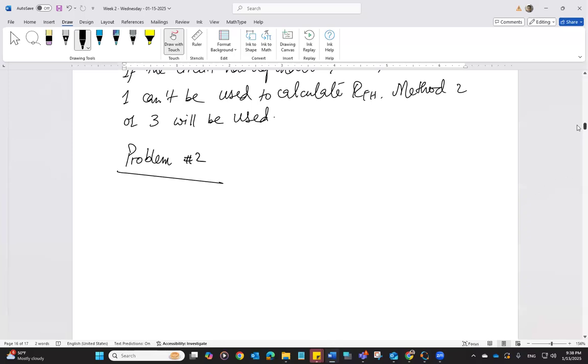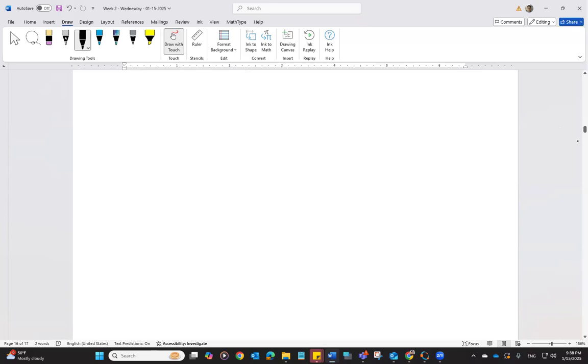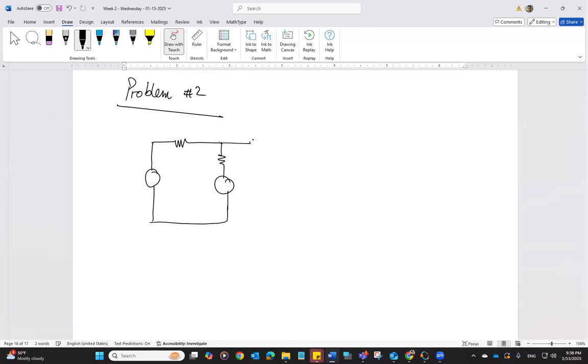Our circuit is this. Source, a resistance, current source, and another resistance, a dependent voltage source, another resistance, and we have to connect the load between nodes A and B. That is, we have to find the Thevenin equivalent between nodes A and B.